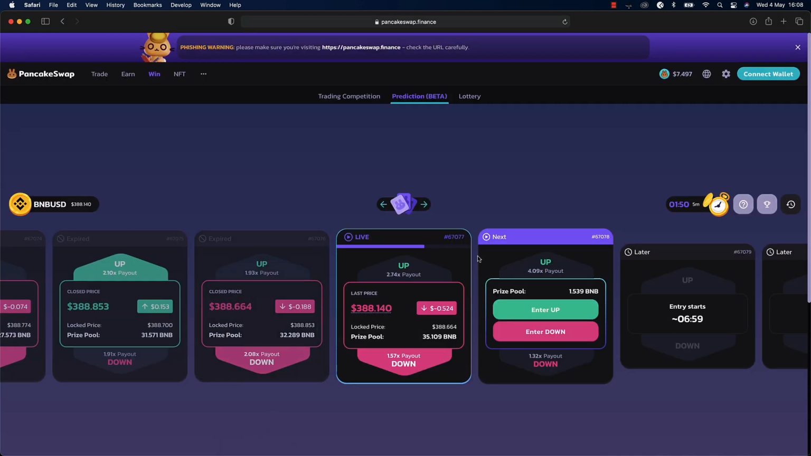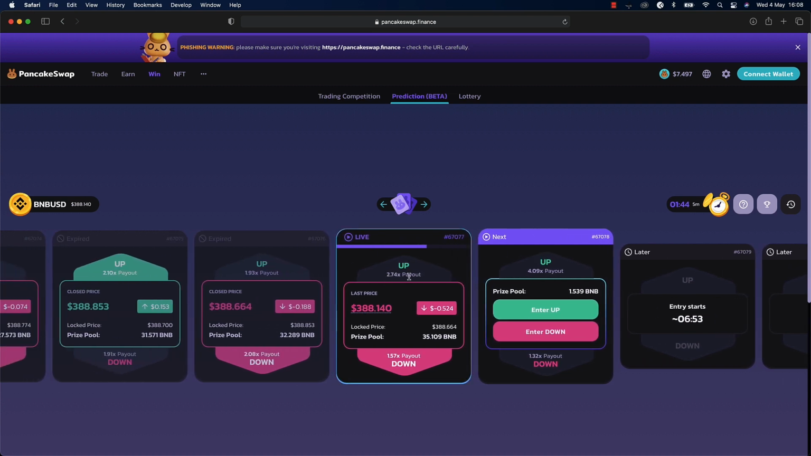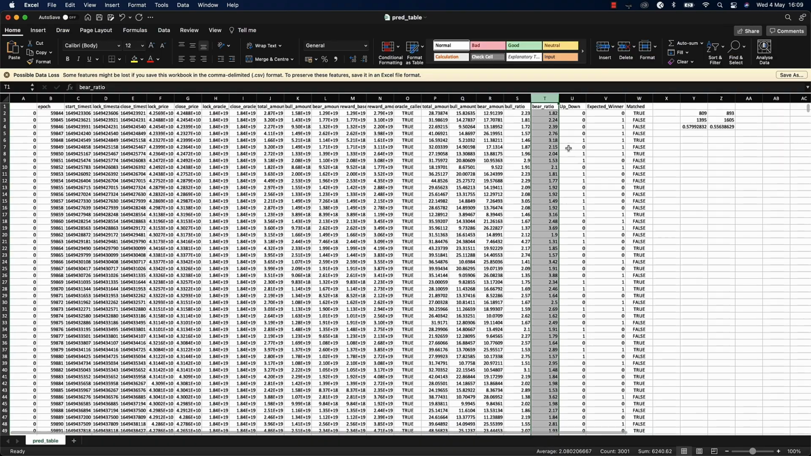So let me explain that. The payout up here, for example, 2.74 in this case, was only 2.74 payout to the ups because more people bet down. The bear ratio would have been 2.74. That's why the payout's going to the ups as 2.74, because there was more liquidity that had to pay less liquidity. And that's why the less liquidity, if they were right, they get more of the money. So that's just something to bear in mind.